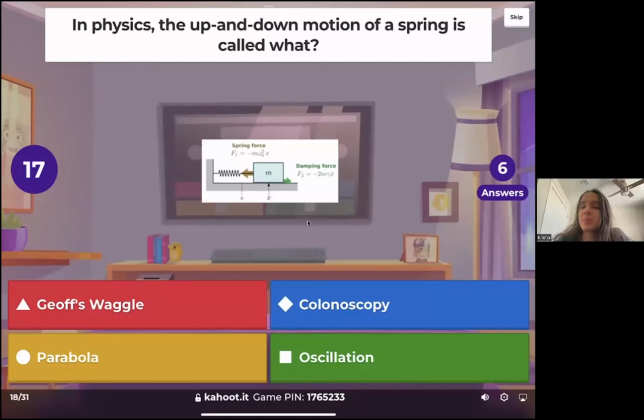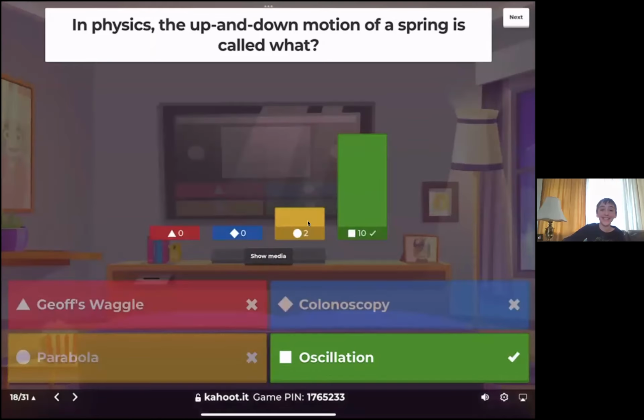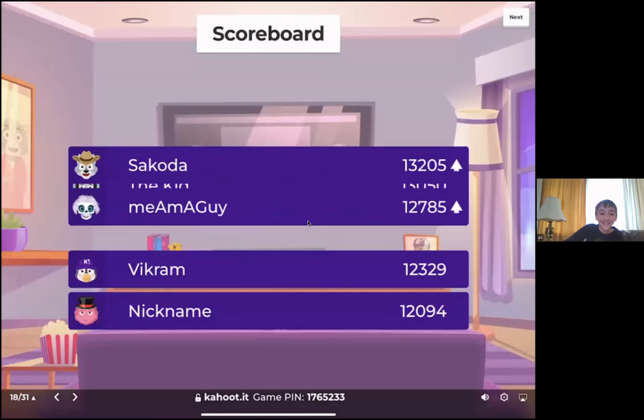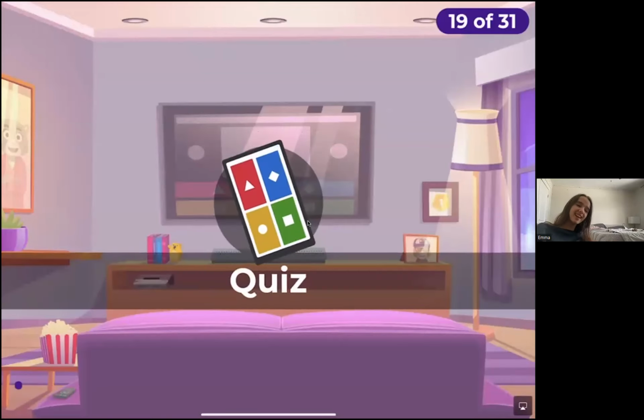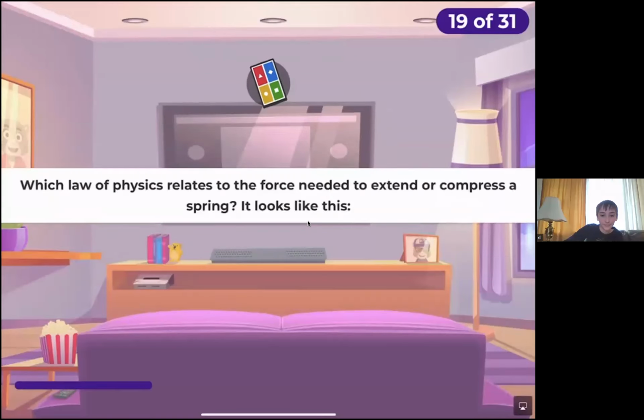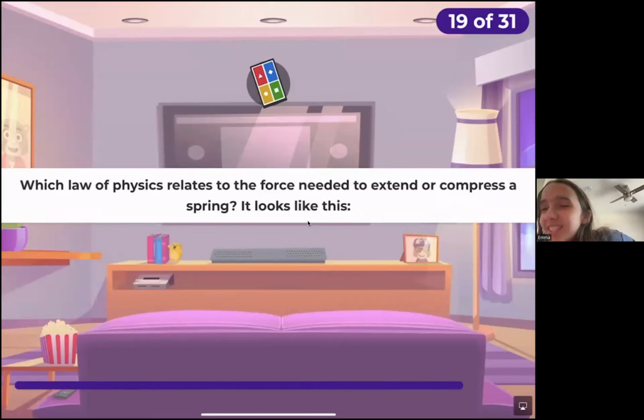Oscillation. Colonoscopy. A colonoscopy. I've had one of those before. Waggles? You didn't need to say that. Yes, second. Which one? You didn't need to share that with the group, Miles.